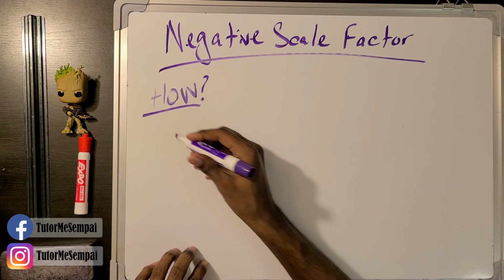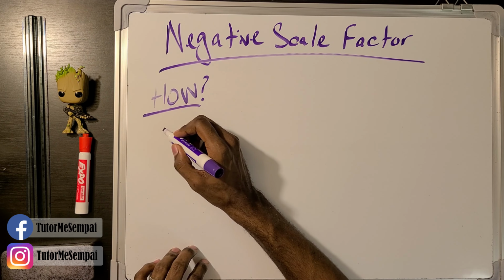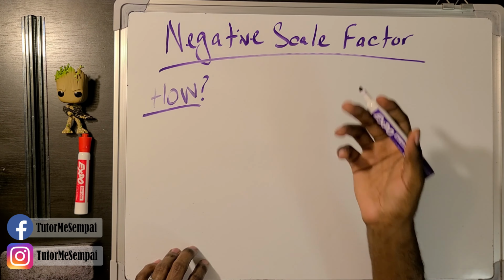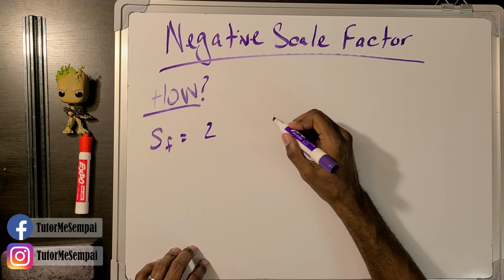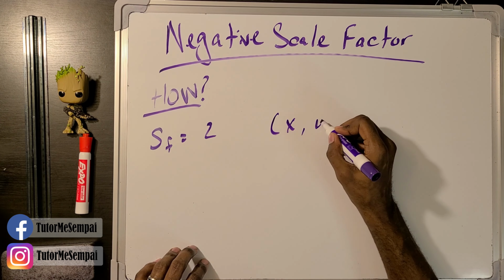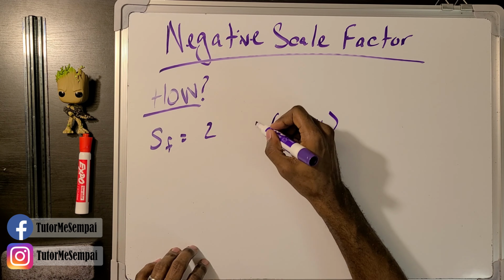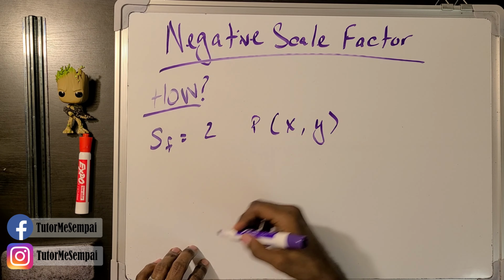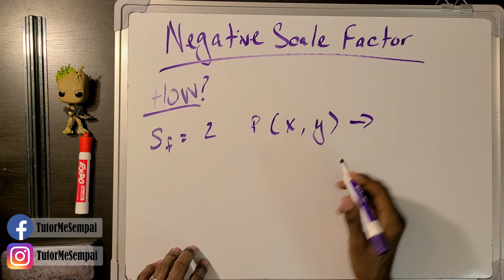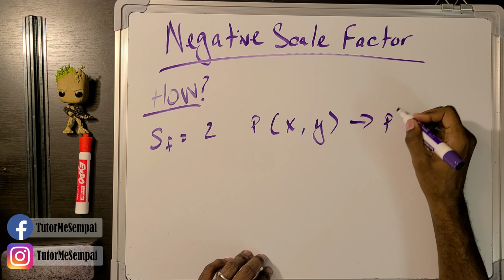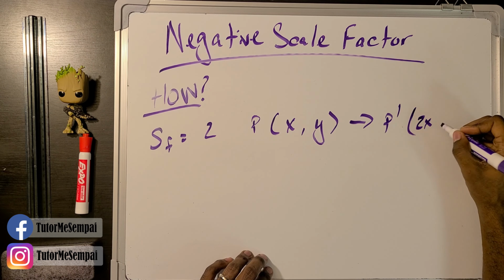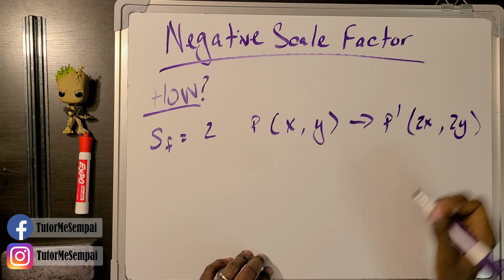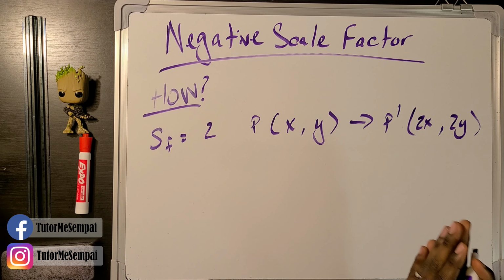And if you recall, that is simply applying your scale factor to your point. So let's say you had a scale factor of 2, and you had a point x, comma, y. This is our original point P. Well, if we apply our scale factor to our point P, we're going to get something like this. P prime is going to be 2x, comma, 2y. That is because we're centered at the origin.